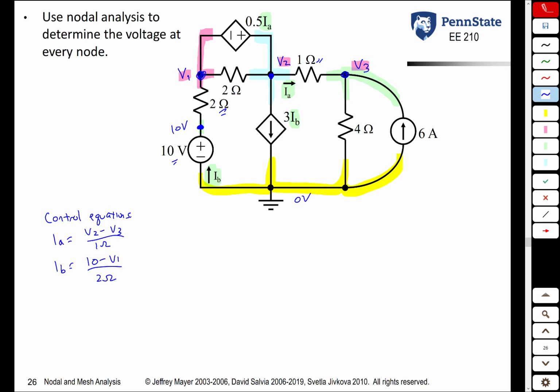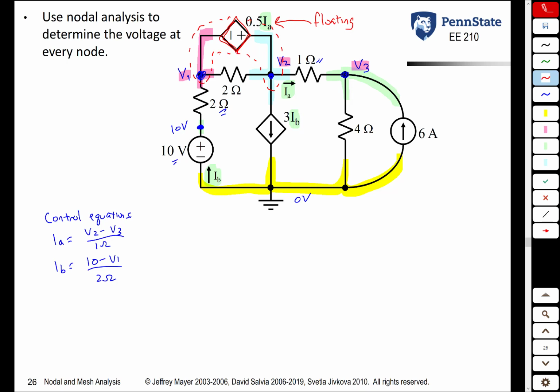So we're going to see that these control equations will be substituted into our KCL equations when we write them next. First off, we have a supernode. Because we have a voltage source here, the fact it's a dependent source doesn't change the fact that it is a voltage source and it's floating. So we have a floating source here. Because we have a floating source, we need to do a supernode. So let's do a dashed red supernode around it.